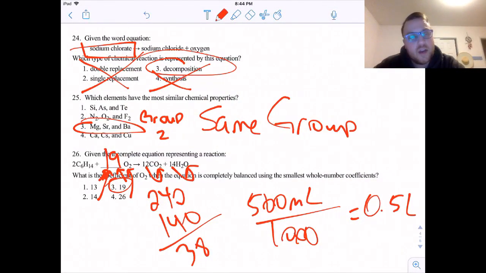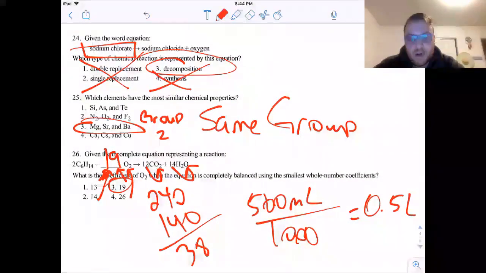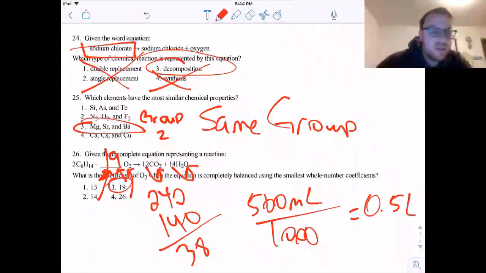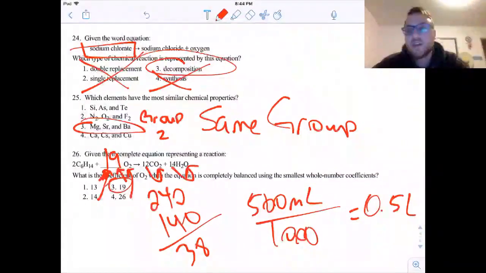Is decomposition always absorbing energy? Yeah, as far as you know. Because anytime you break things apart, you need to absorb energy. So I would say yes.